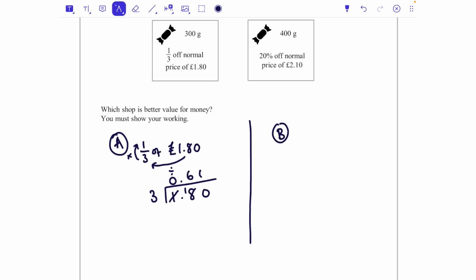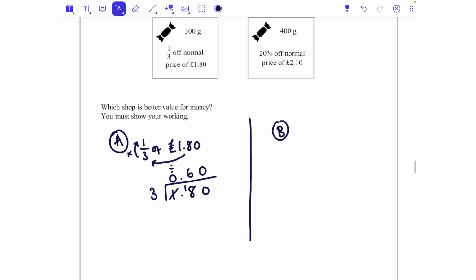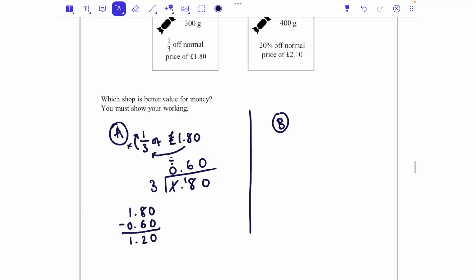And how many 3's fit into 0? It fits in 0 times. So the discount here is 60p. So I'm going to take my £1.80 and subtract the 60p discount, and that leaves us with £1.20. So in shop A, we are getting 300 grams for £1.20. And we'll come back to that in a minute.